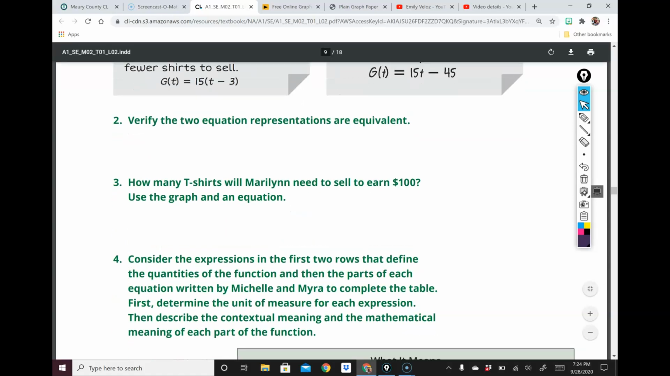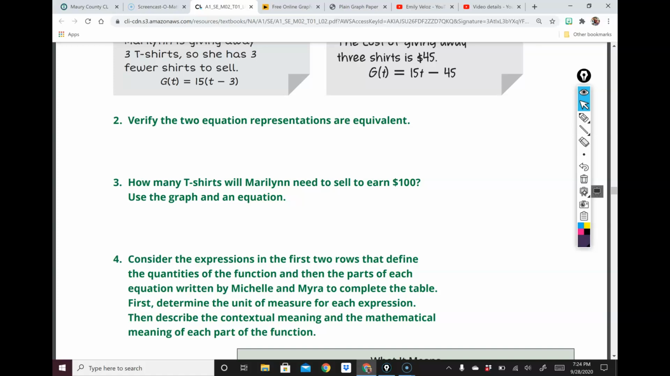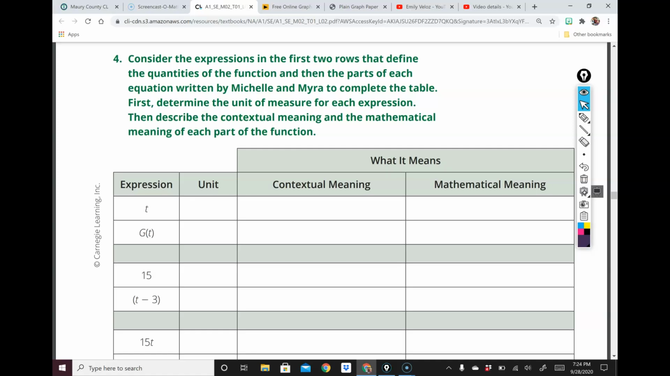Number 4, consider the expressions in the first 2 rows that define the quantities of the function and then the parts of each equation written by Michelle and Myra to complete the table. First, determine the unit of measure for each expression, then describe the contextual meaning and the mathematical meaning of each part.